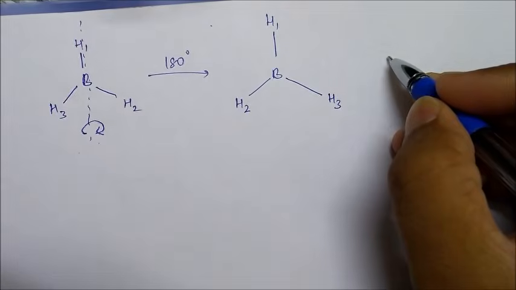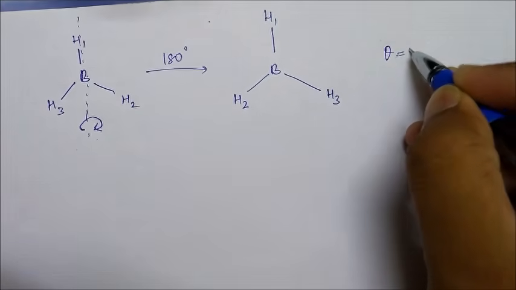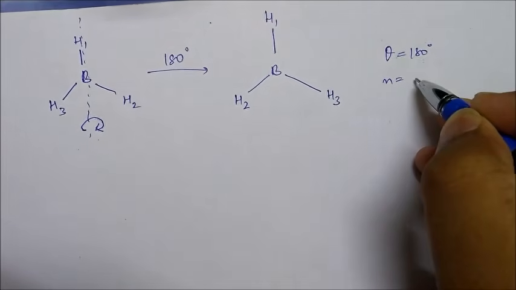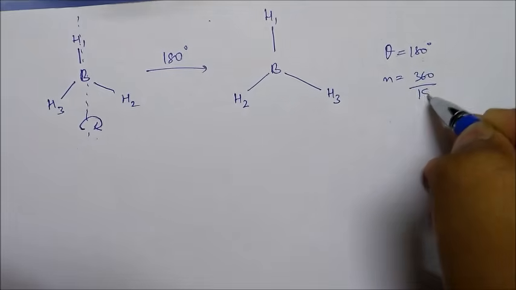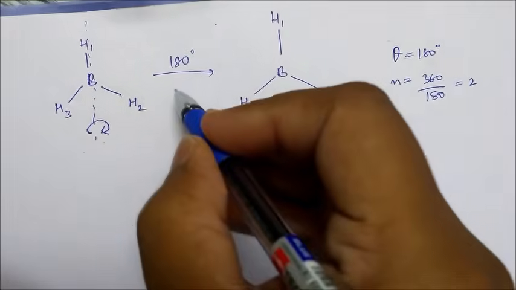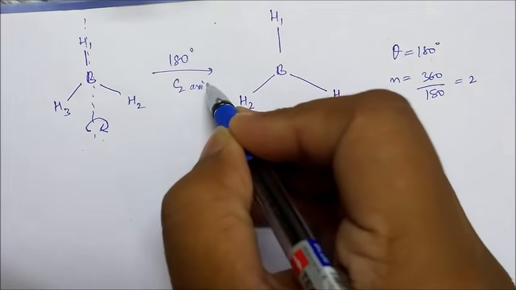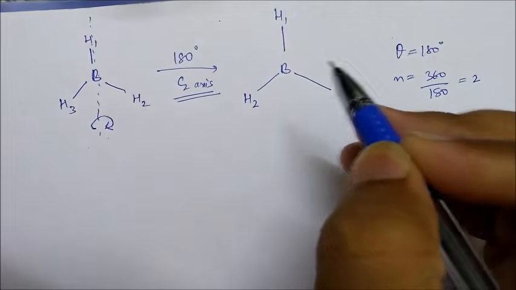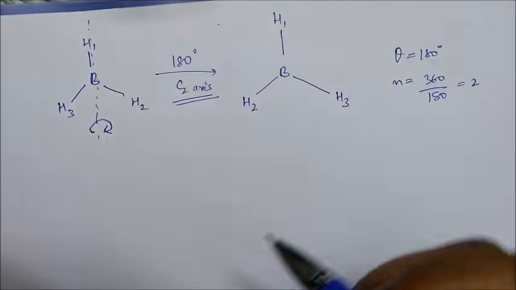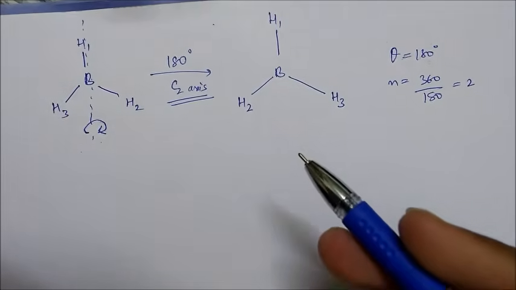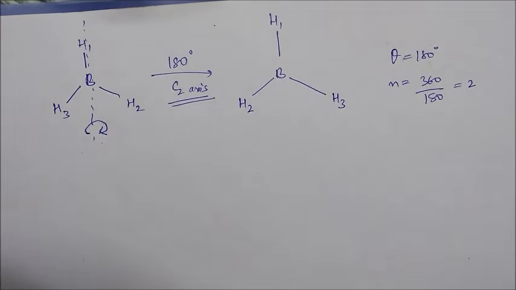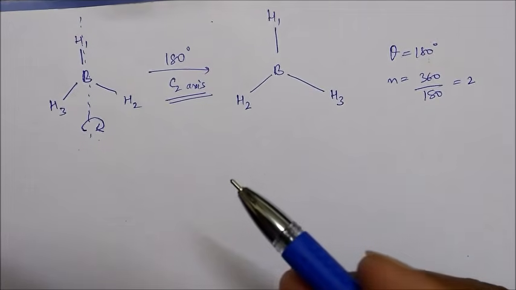So for the n value, theta is 180 degrees here, so n is equal to 360 upon 180, that is 2. So this axis is the C2 axis, okay. So like this, in this molecule two axes of rotation are there, one is the C3 axis and one is the C2 axis, okay. So this is the rotation, okay.